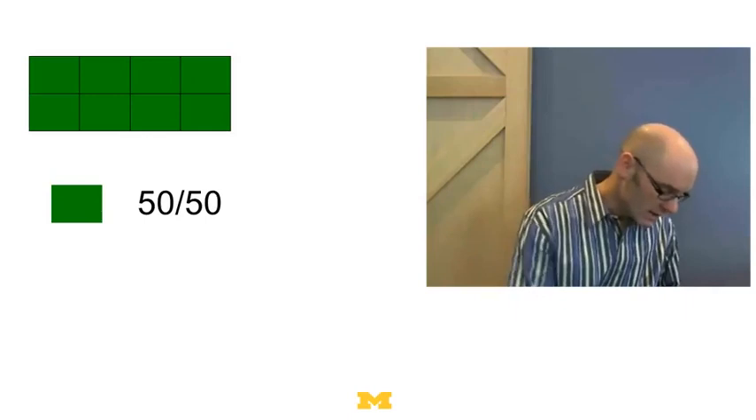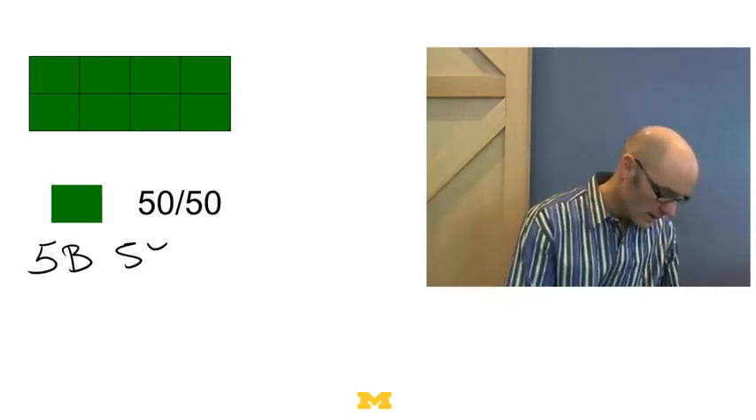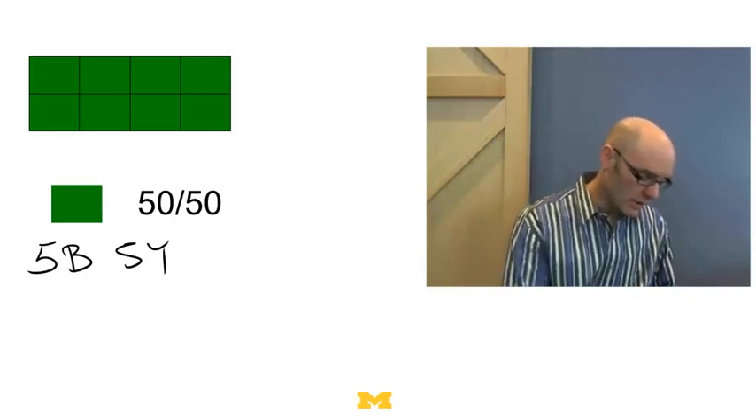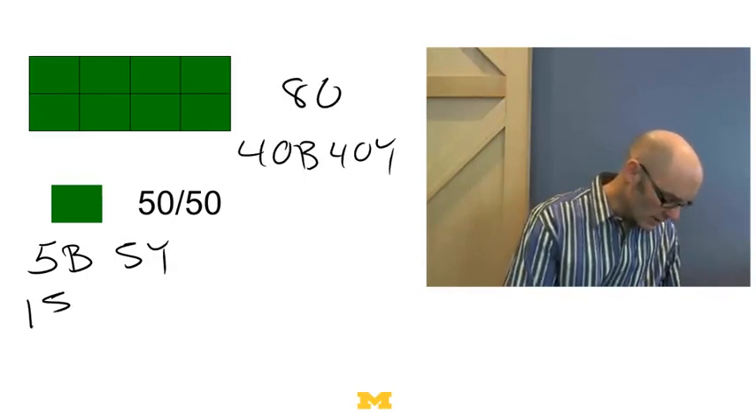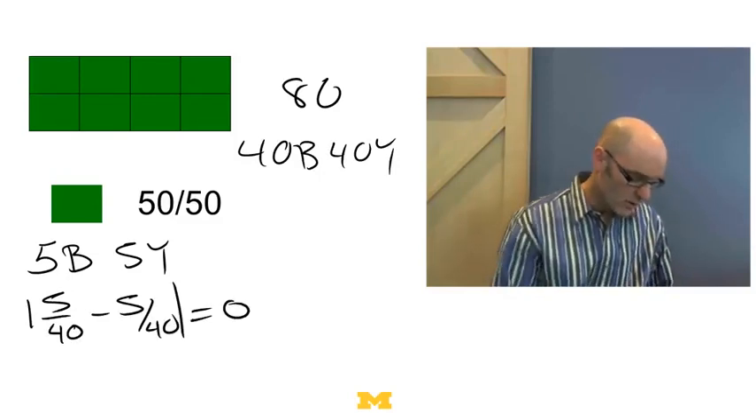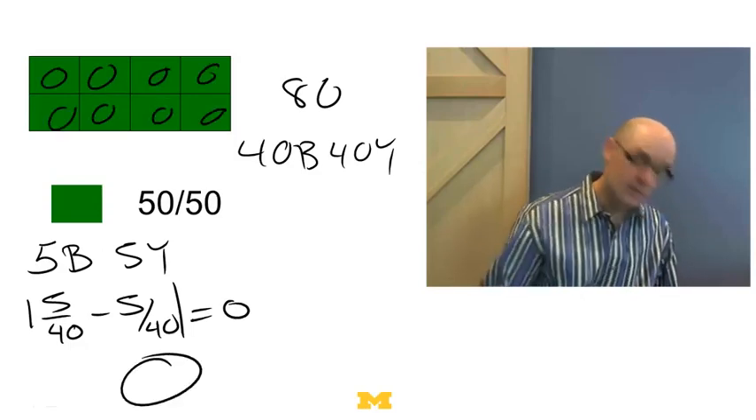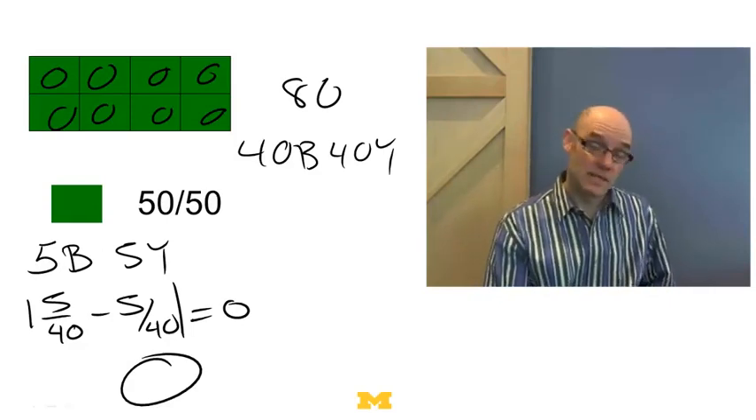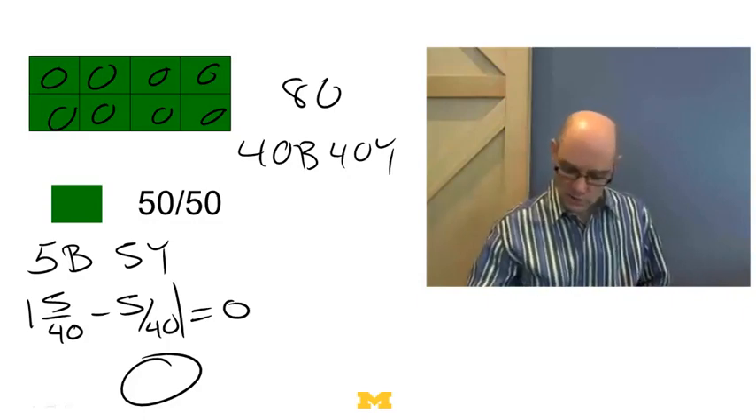So let's start with this one. In each one of these blocks, there's going to be 5 blue and 5 yellow. Since I've got 8 blocks, I've got 80 people, so that means there's going to be 40 blue and 40 yellow. So for each one of these blocks, I get 5 over 40 minus 5 over 40, which is 0. So every single block contributes 0, and my total index of dissimilarity is 0. That's great, because if everyone is perfectly mixed, my index is 0. So it seems like a pretty good index.